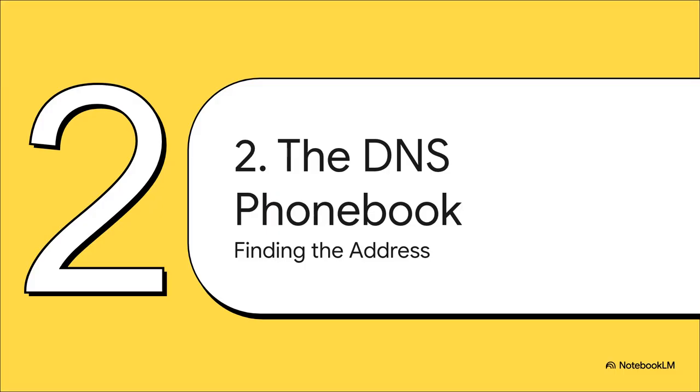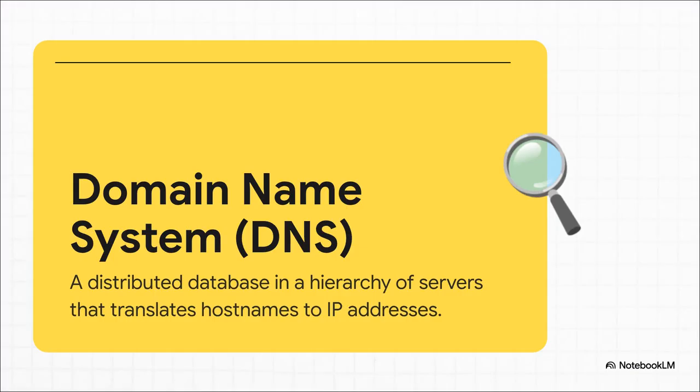All right, so we've got our letter written, but there's a big problem. We have a name, like www.google.com, but we don't have a mailing address. See, computers, they don't really work with names. They speak in numbers. And that is where the DNS, the Domain Name System, becomes our hero. You can literally think of it as the Internet's giant global phone book. Its entire purpose in life is to take that easy-to-remember name and translate it into the numerical IP address that the network hardware actually needs to do its job.